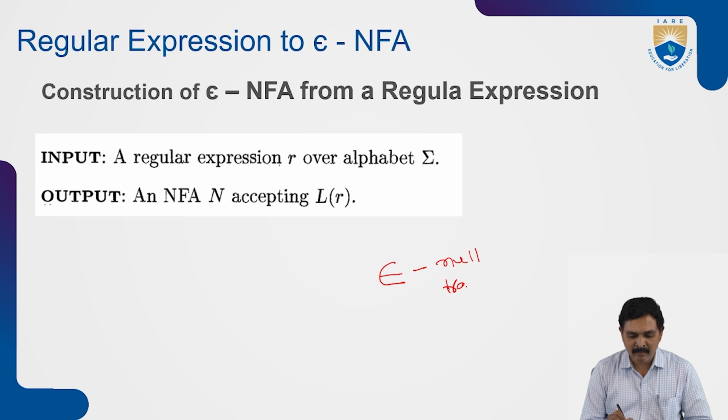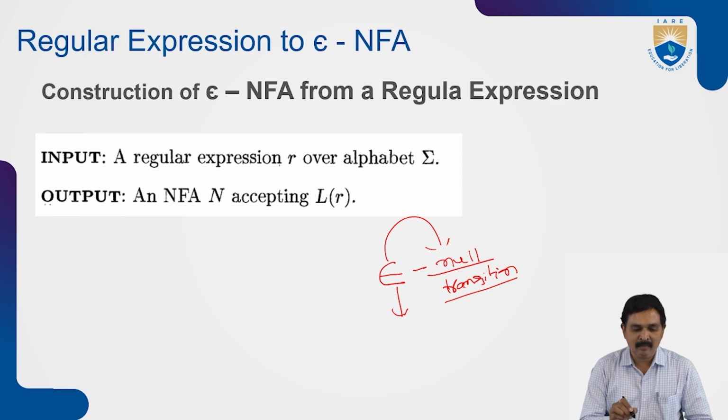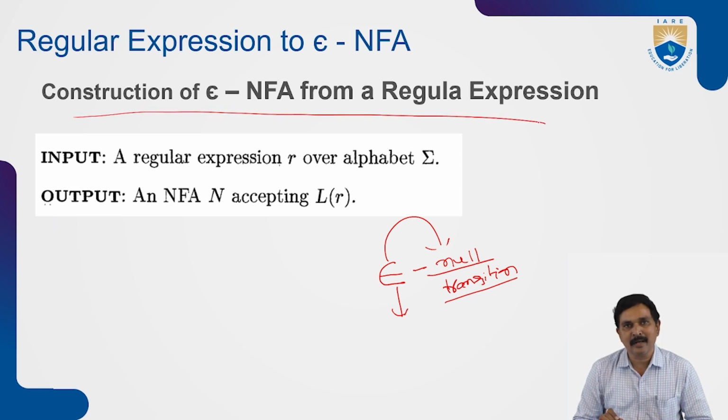So why the null transition? Suppose you want to go to another state in the NFA diagram without reading any input symbol. In that case, by default you assume the epsilon symbol, which indicates the null transition. So the specific conversion we discuss today is from regular expression to null NFA.